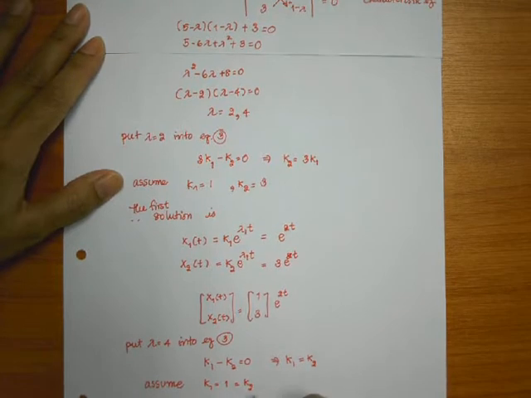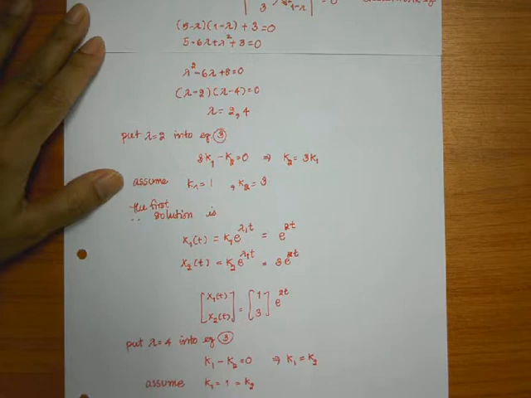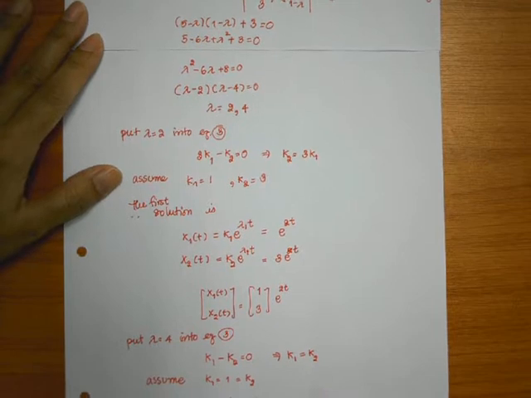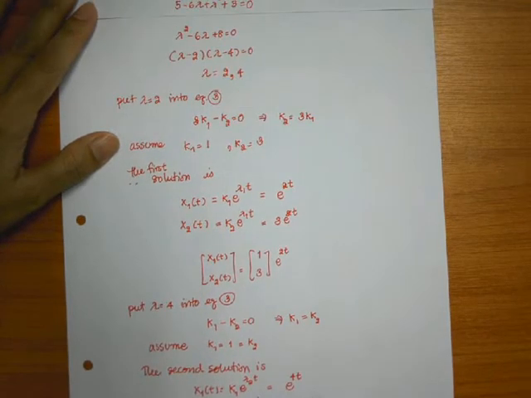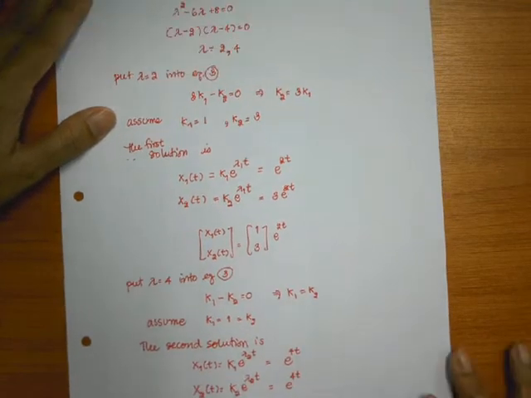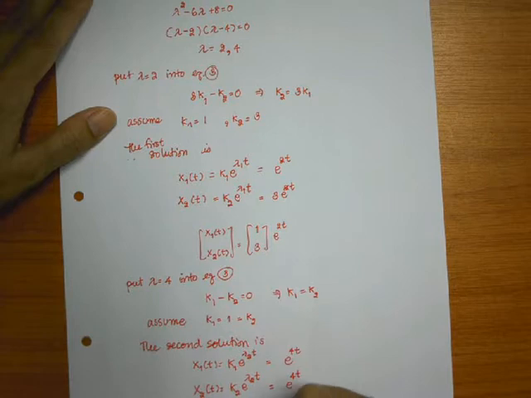is x1 equal to k1 exponential of lambda t, and x2 is equal to k2 times exponential of lambda t, which is equal to exponential of 4t, because our lambda is equal to 4. Or we can write it in matrix form like this, because k1 and k2 are equal.